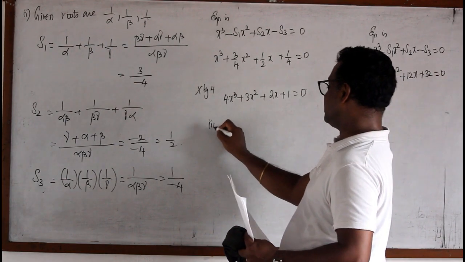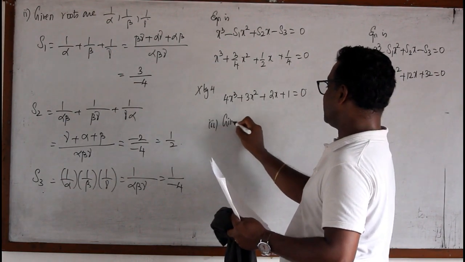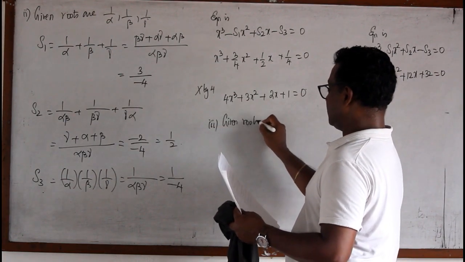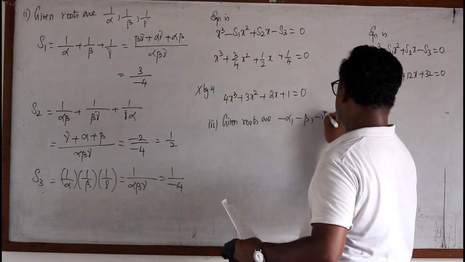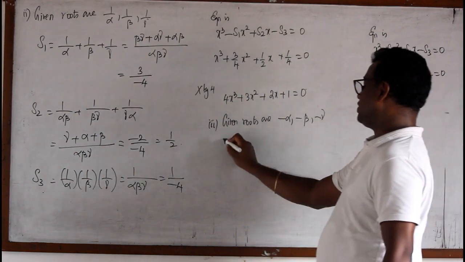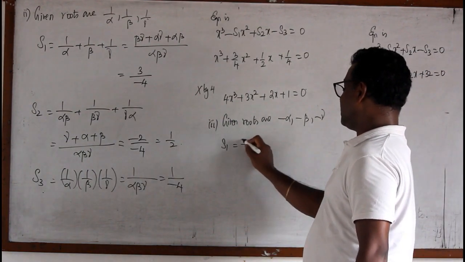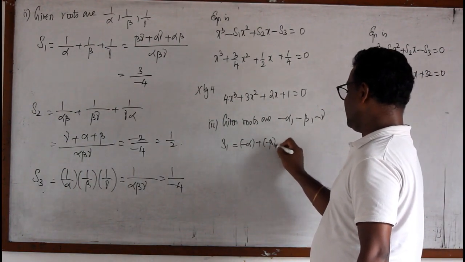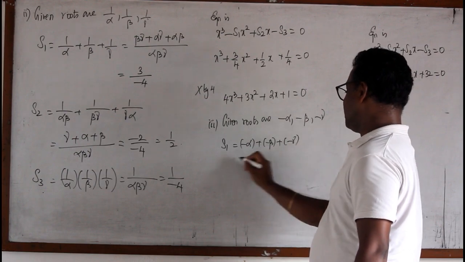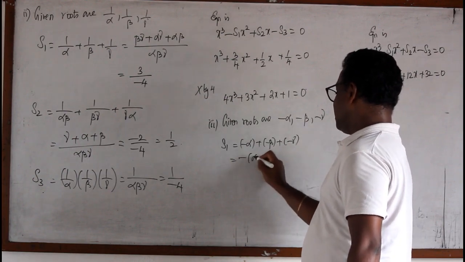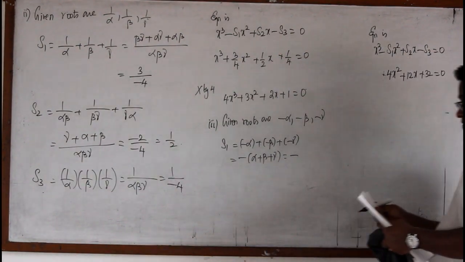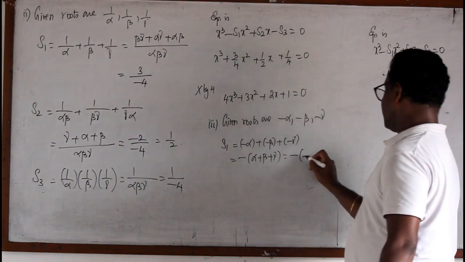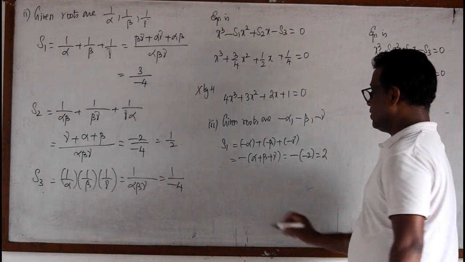Now third one. Given roots are minus alpha, minus beta, minus gamma. So S1 is minus alpha plus minus beta plus minus gamma. Minus is common, alpha plus beta plus gamma with a minus. Alpha plus beta plus gamma is minus 2. So the answer is 2.